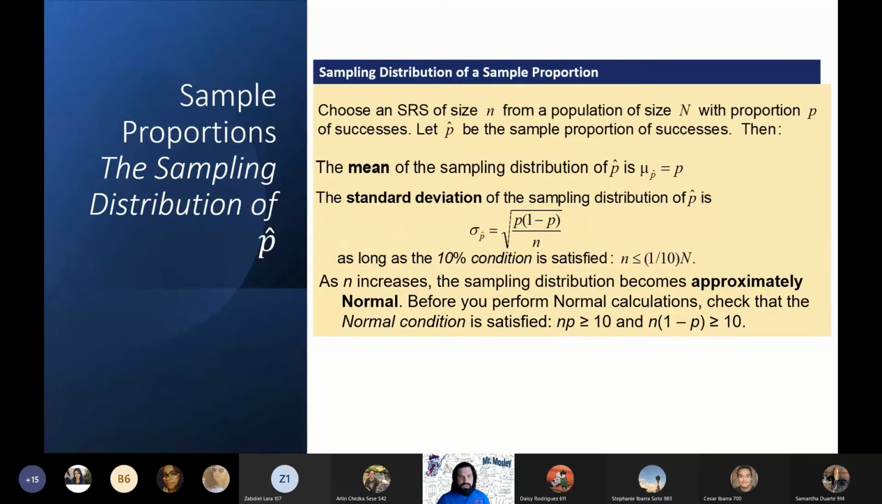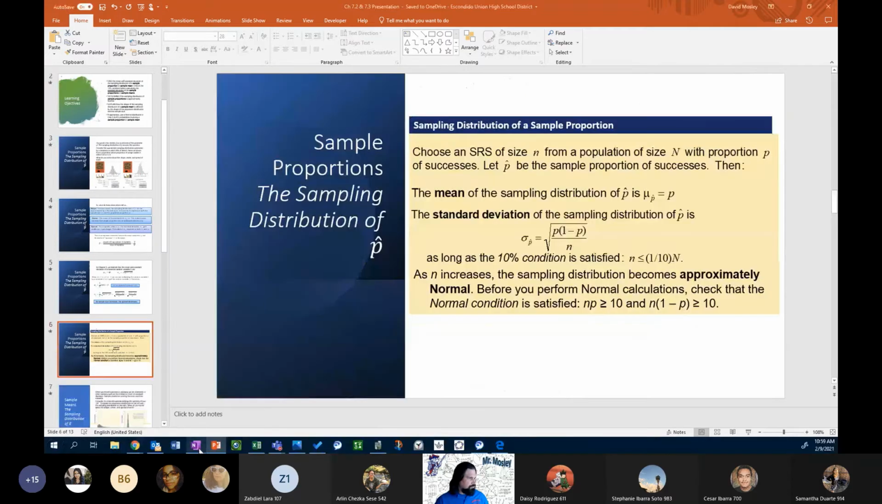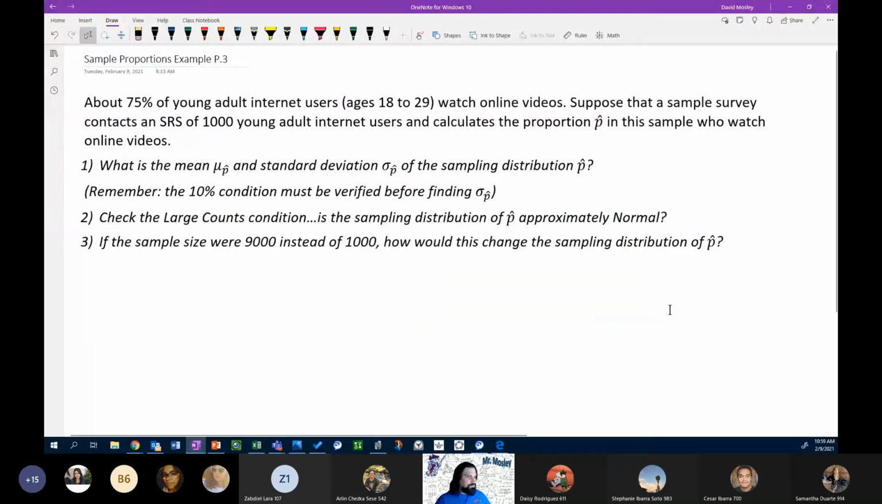So now we're going to look at an example. In our example here, about 75% of young adult internet users, ages 18 to 29, watch online videos. Suppose that a sample survey contacts an SRS of 1,000 young adult internet users and calculates the proportion p hat in the sample who watch online videos.